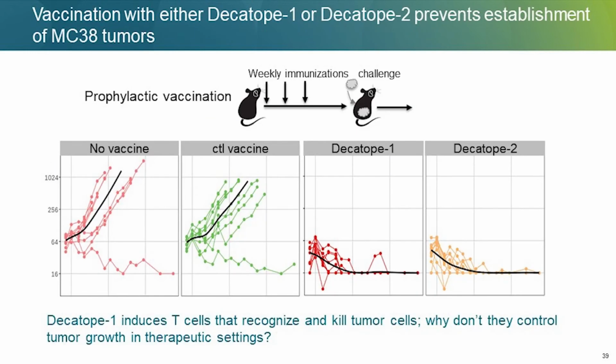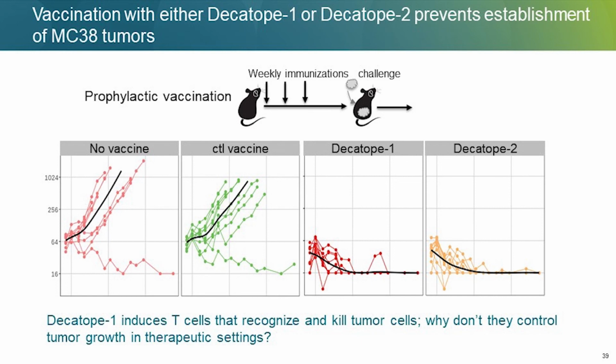Then we decided to do a prophylactic vaccination. So first immunize the mice and then challenge them with MC38 tumor cells. And we had the surprise to find that decatope 1 is very effective at controlling tumors when the decatope vaccination occurs before we challenge the mice with the tumors. And it's as good as decatope 2. So which means that decatope 1 can induce T cells that recognize and kill tumor cells.